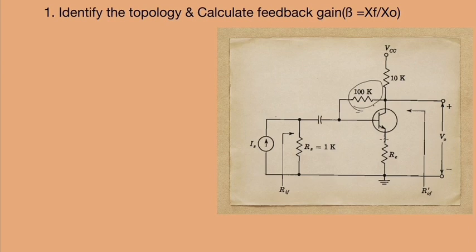But in the numerical, we have to take two cases, RE equals 0 and RE equals 1. So, we will only take the load of RE into account. We will not consider RE as the feedback component. We will take only 100K.